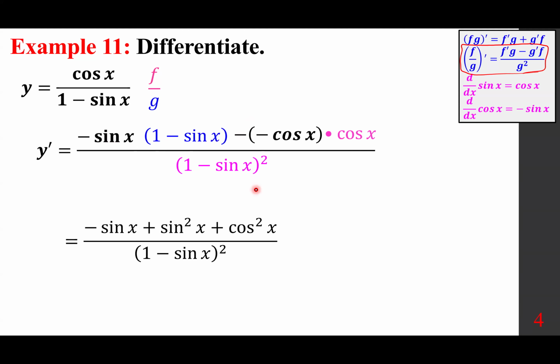So we just repeat the bottom and distribute the top, and we notice sine squared and cosine squared add up to 1. So the numerator is 1 minus sine x. The denominator is the same thing squared. Therefore, we can drop this and the exponent changes to 1. So the numerator, 1 minus sine x, goes away and becomes 1. And the denominator becomes 1 minus sine x only, not to the second power. I hope it makes perfect sense to everybody.